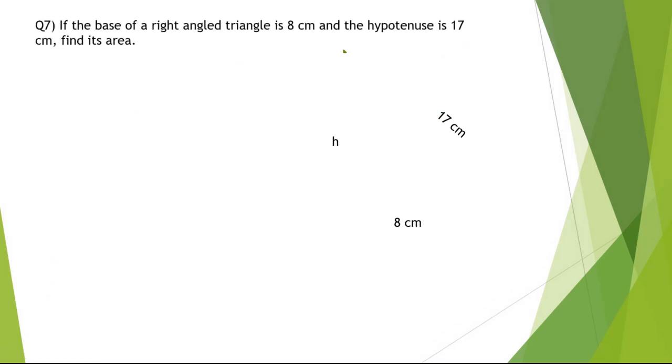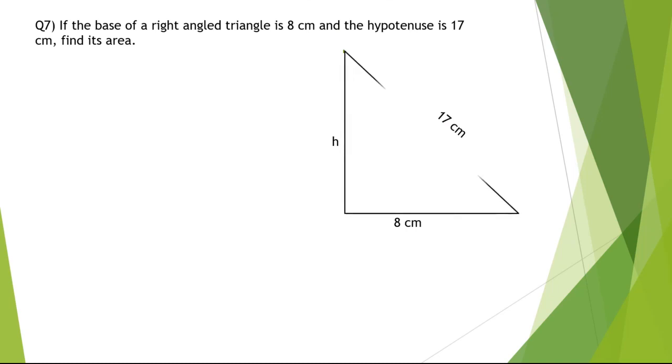Now look at question number 7. If the base of a right angle triangle is 8 centimeter and the hypotenuse is 17 centimeter, find its area. So here, as you can see, the height of the triangle is not given. Base is of course given, but height is not given. Instead, hypotenuse of the triangle is given.